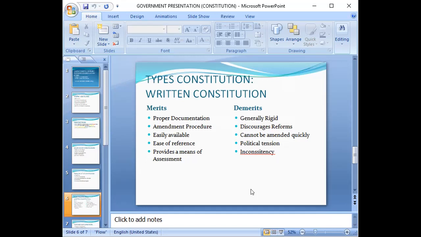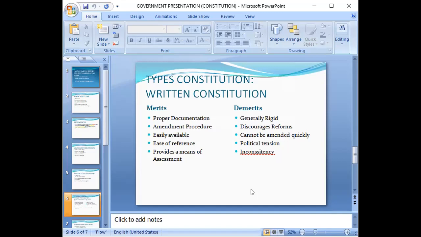Then, of course, we got inconsistency. So, pardon the typo there, but inconsistency. It is inconsistent because certain sections may contradict the others. You understand? There may be conflict between one section and another. So because it's written down, it is easy for these errors to be seen.